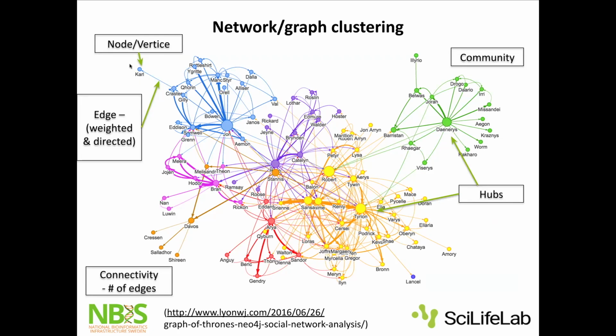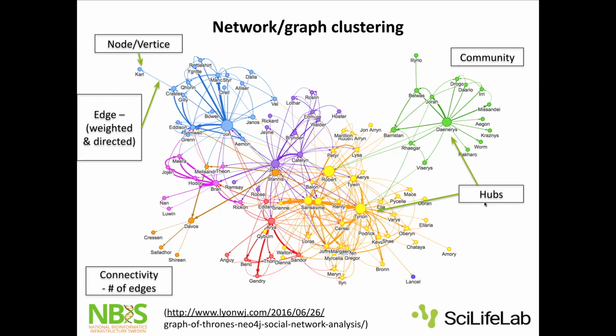In this case, this graph is weighted, so we have thicker and thinner edges, which means they have different scores. And in this case, we also have arrows on them, so they are directed. Each node will have a number of edges, and that is called the connectivity. We will also have some nodes that are more central in the graph, and those we would call hubs.